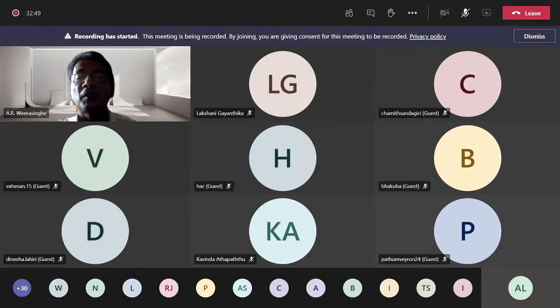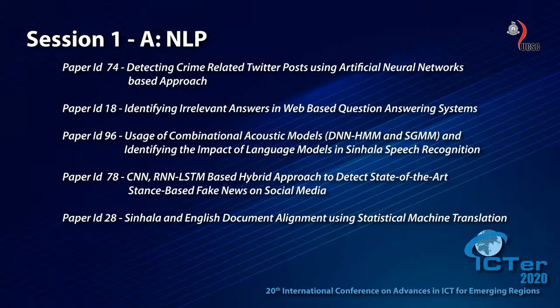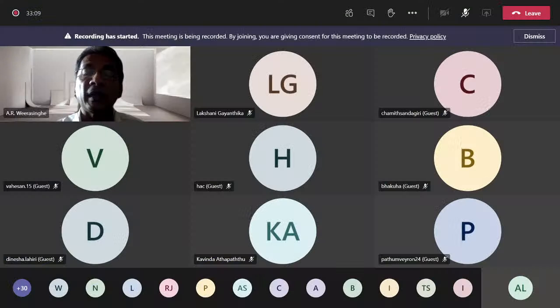Okay, so we move on to our second presentation. We have a good gender balance here. The talk is going to be on identifying irrelevant question answering systems. To make the presentation, we have Dinesha Lahiri Pereira. She has a BSc in Computer Science from the University of California and is currently working at Synapse Systems as an associate software engineer. She says she enjoys doing research in the areas of machine learning and natural language processing. So we will first hear her talk, and then I will ask her the question and answering part, Q&A.